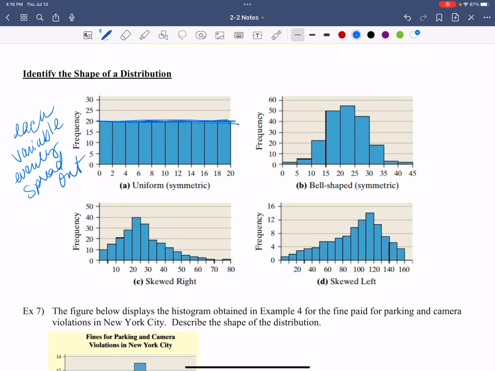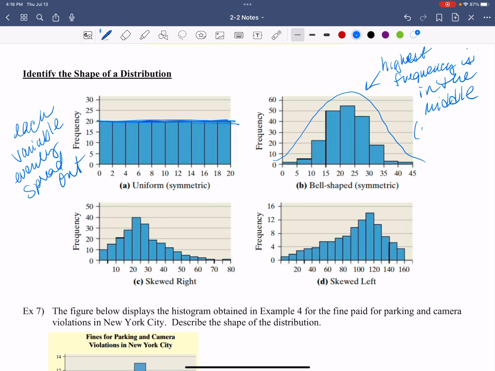All right. The next one, which is a very common one, is a bell-shaped. And it looks like that. So here's the deal. The highest frequency is in the middle, and it goes down from there. All right. It's not always exactly a bell shape. So let me pull this out. Not always exactly a bell shape, but it is symmetric.